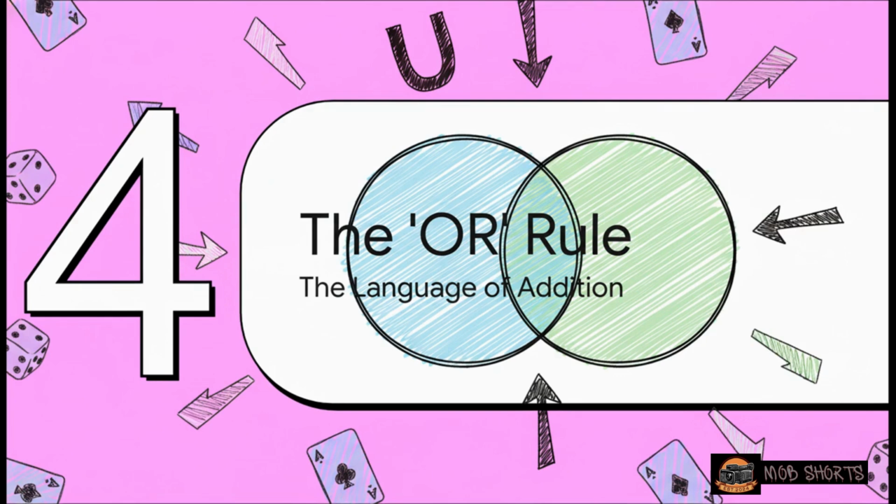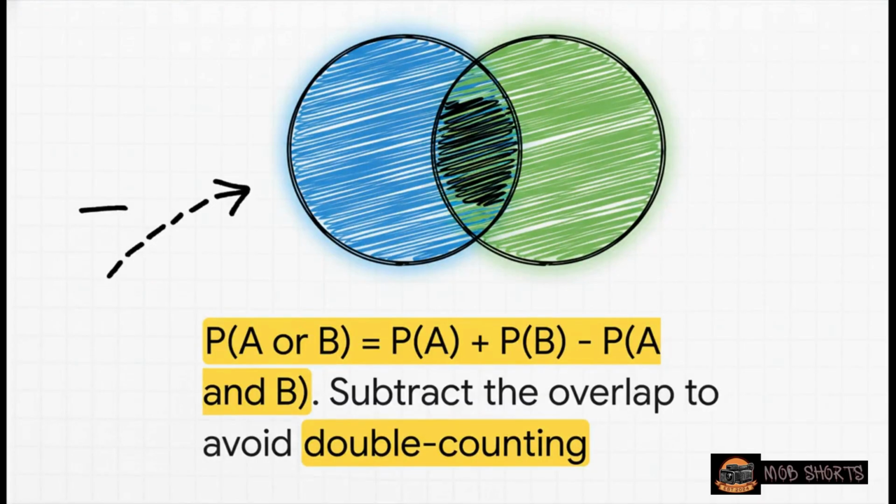What if we're just interested in the chance of either one event or another event happening? Well, that requires a completely different tool. This is the addition rule, and it is super powerful. To find the probability of A or B happening, we add their individual probabilities together. But then, and this is key, we have to subtract the probability of them both happening.